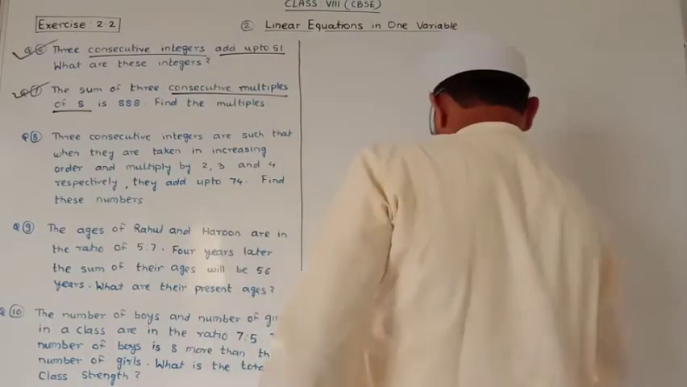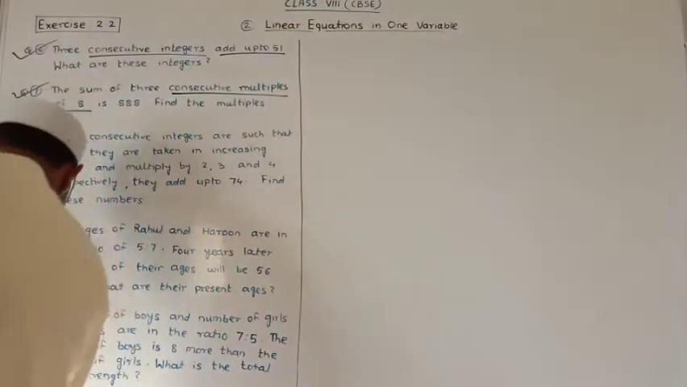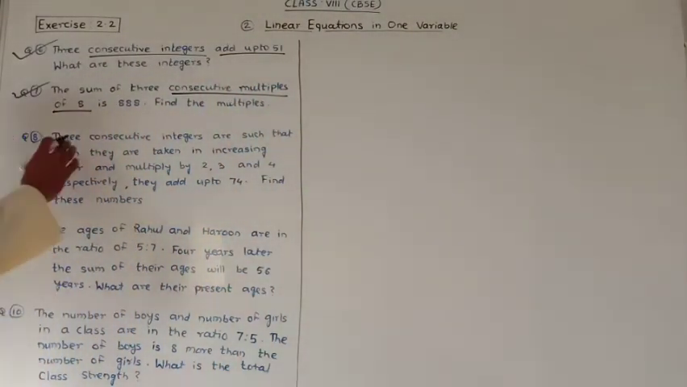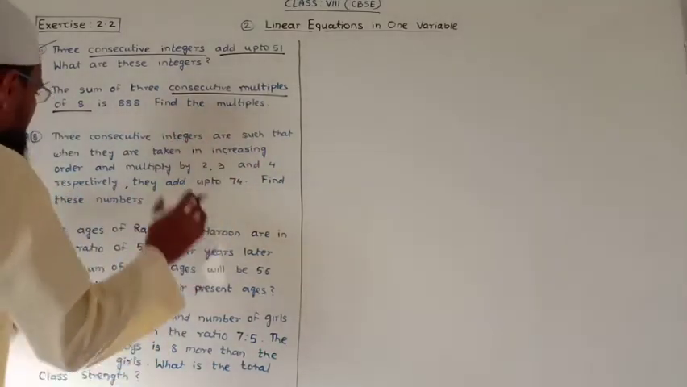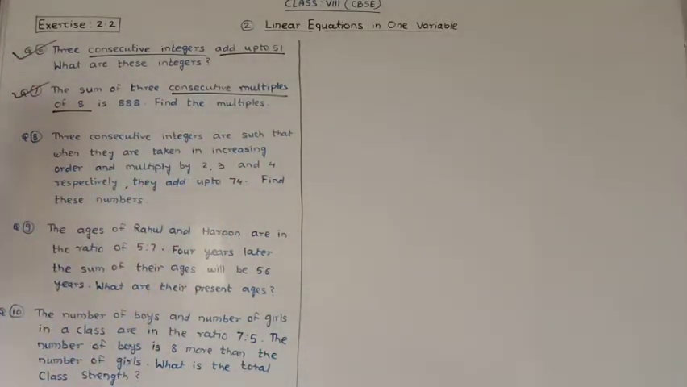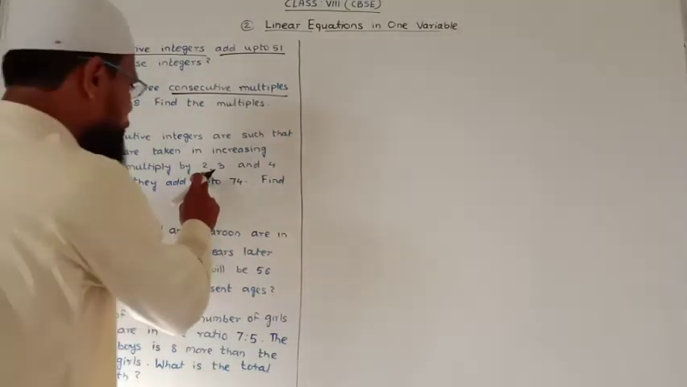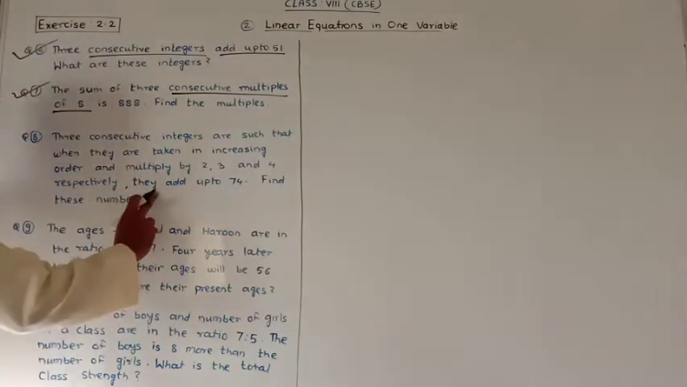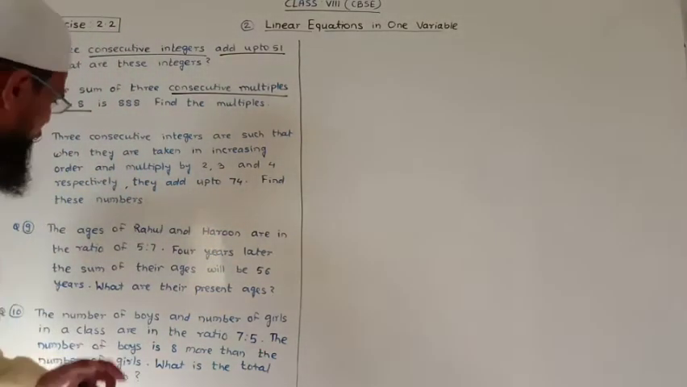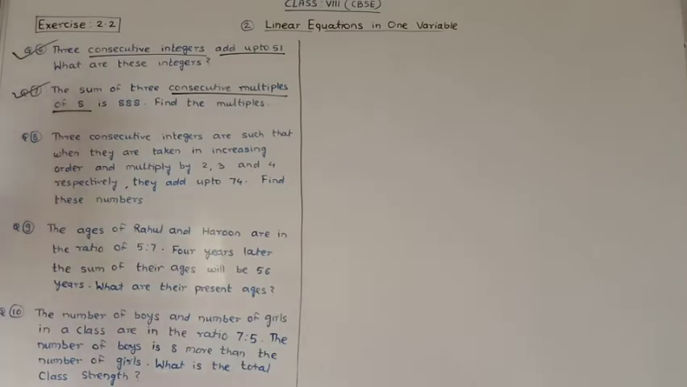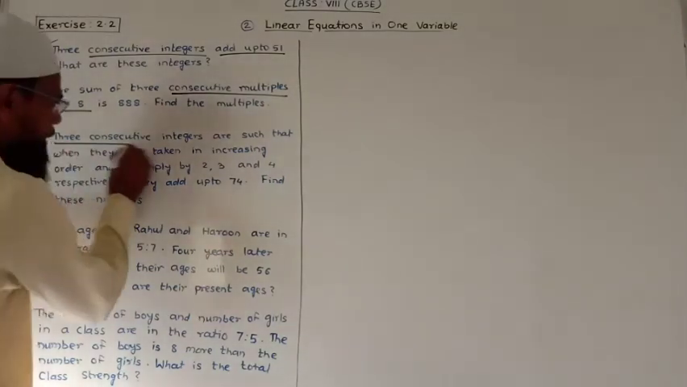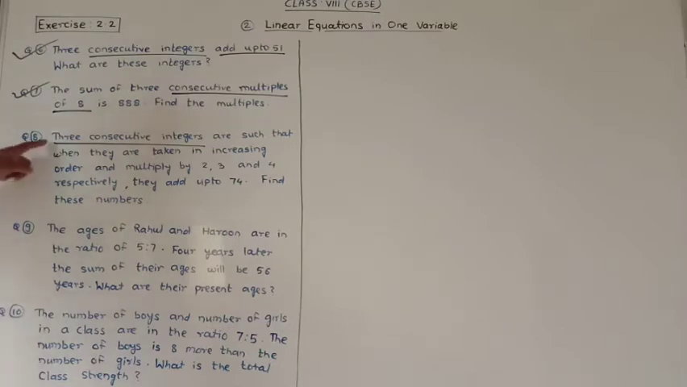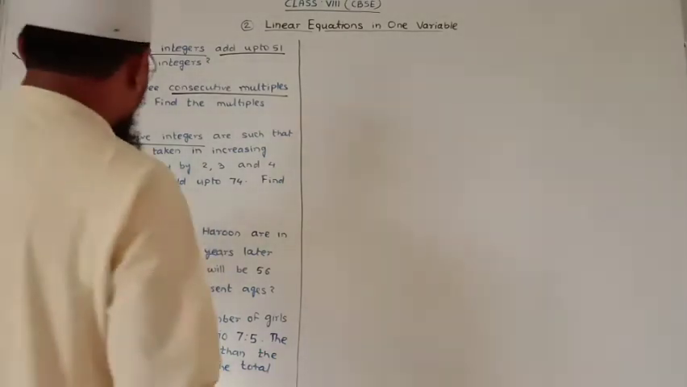So what is the question number 8? First we read the question number 8. 3 consecutive integers are such that when they are taken in increasing order and multiplied by 2, 3 and 4 respectively, they add up to 74. Find these numbers. First of all, here 3 consecutive integers. In question number 6, also 3 consecutive integers. So first we consider these 3 consecutive numbers.